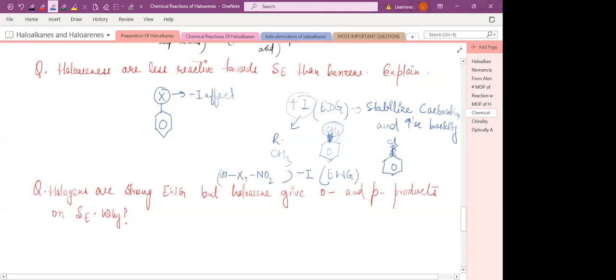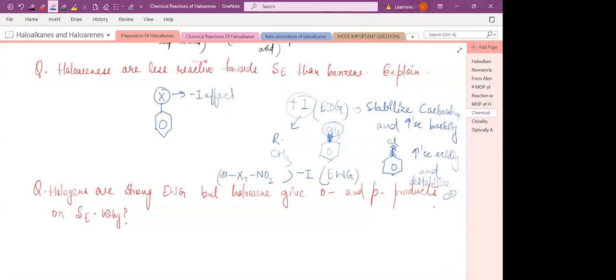Due to this effect, it increases the acidity and destabilizes the carbocation. Okay, so this is the difference between the plus I effect and the minus I effect.